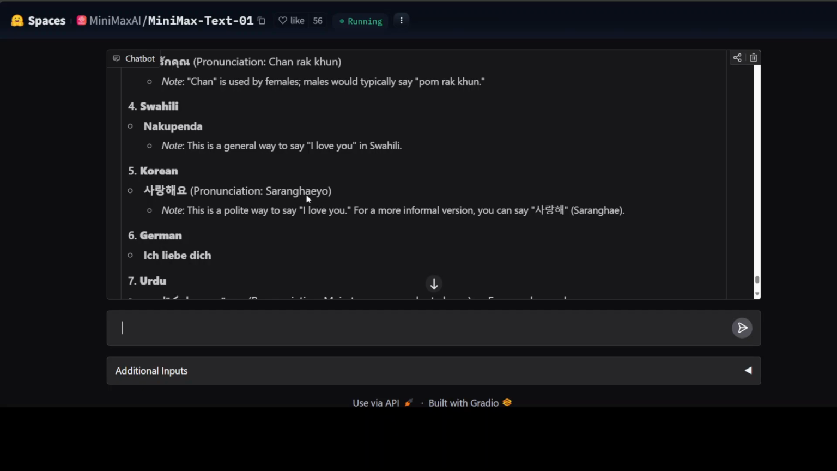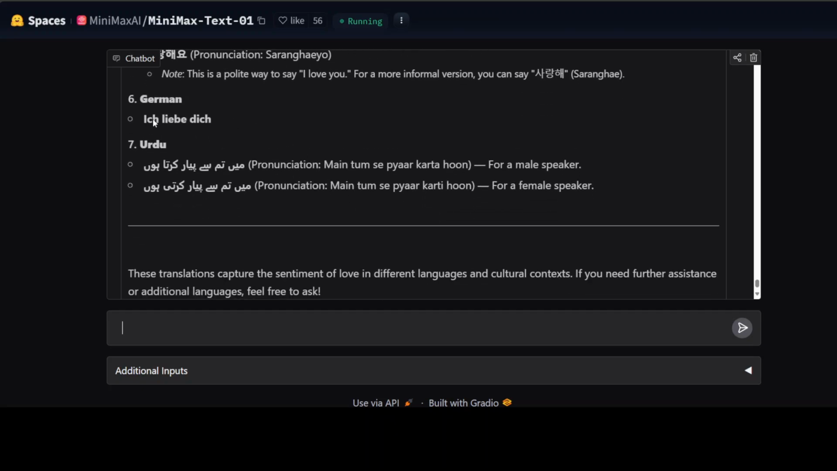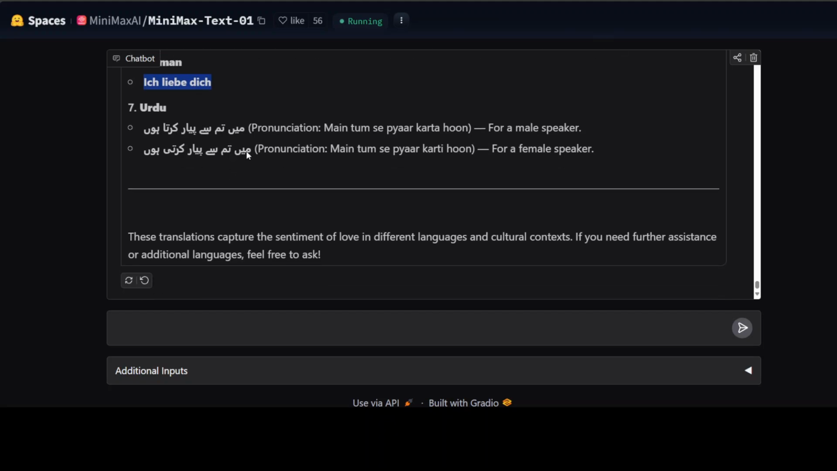Korean, yep, that matches with Google Translate. And German, yes, I know that. I'm not a German speaker, but a long time back I said it to someone. But this is good. Ich liebe dich, so that is correct. Very beautiful language, by the way. Urdu, yeah, Urdu is perfectly fine. Amazing stuff. Even the font is correct. So look, multilingual looks good to me.